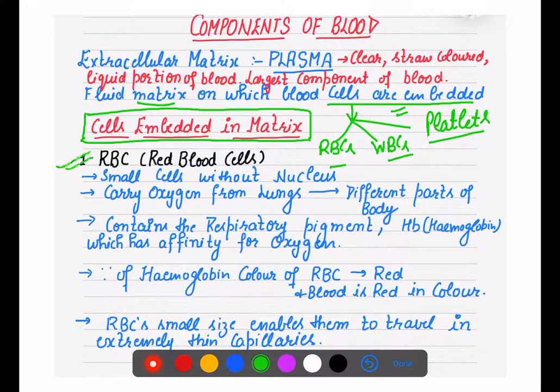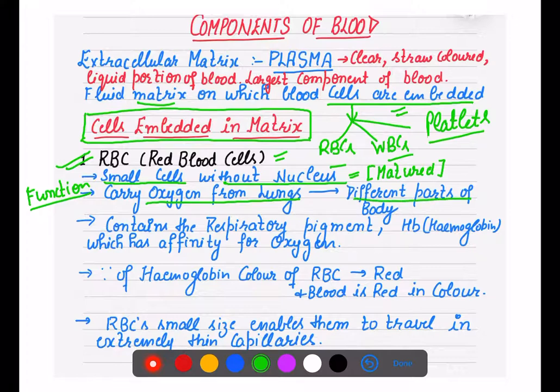So first we will talk about RBC. What are RBCs? RBCs are red blood cells. What are RBCs? They are very small cells and are without nucleus. Once the RBCs get matured, they don't have a nucleus. Now what is the function of these RBCs? They carry oxygen. What do these RBCs do? They carry oxygen from the lungs and then send it to different parts of the body.